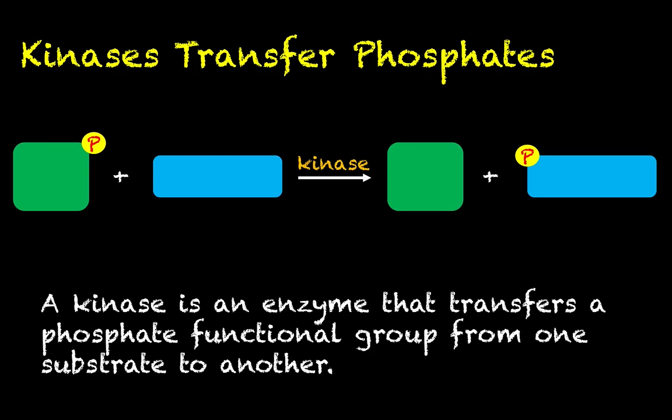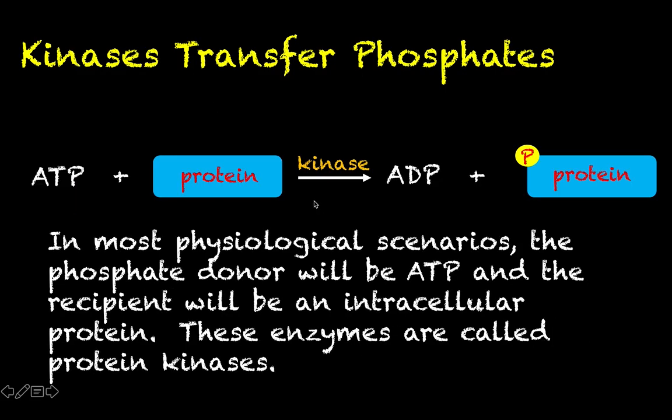A kinase is an enzyme that transfers a phosphate functional group from one substrate to another. In this case, you can see we have two substrates, a green one which is attached to a phosphate group, and a blue one which is not. The kinase is going to transfer that phosphate from one substrate to another.